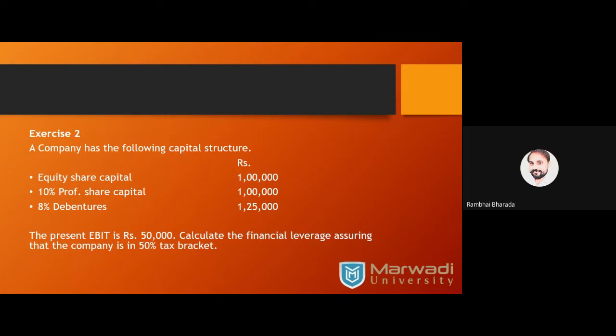Now put these values in the formula. EBIT 50,000 upon PBT 40,000. That is 5 upon 4, 1.25. Are you sure? Yes, 1.25. The final answer we have is 1.25. Are we clear?